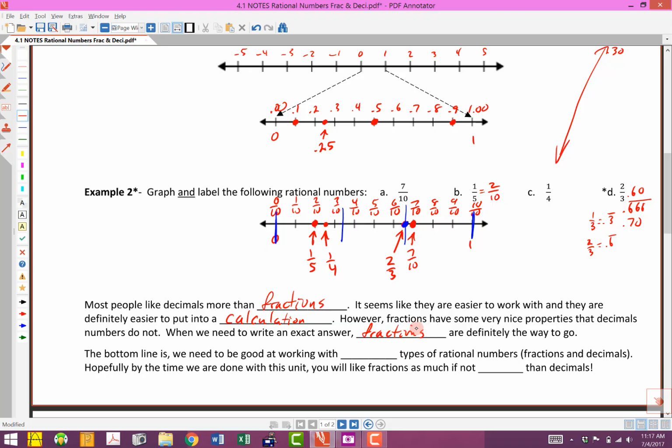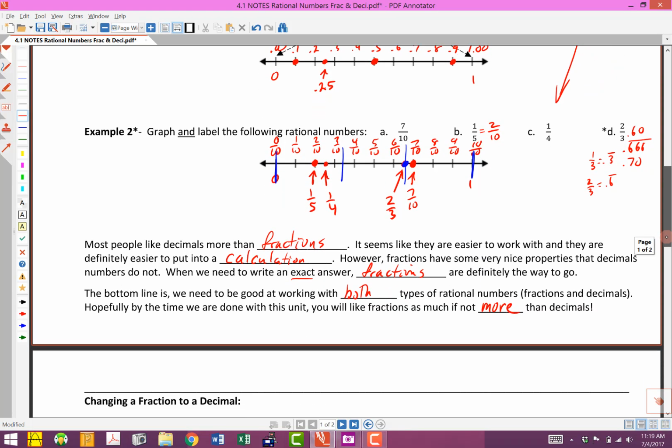Fractions are definitely the way to go when we want to write an exact answer. So the bottom line is we need to be good at working with both types of numbers, both fractions and decimals. They're both rational numbers. And we need to be good at working with both of them. And hopefully by the time we're done with this unit, you'll like fractions as much, if not more, than you like decimals. Okay, that's my goal.